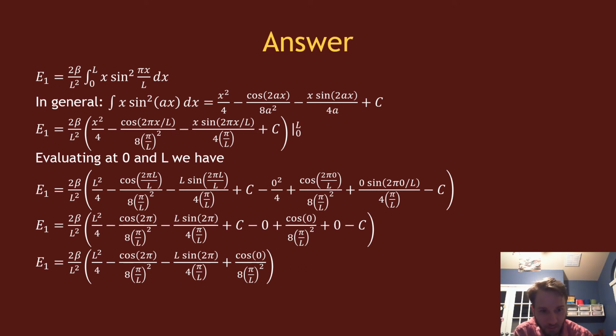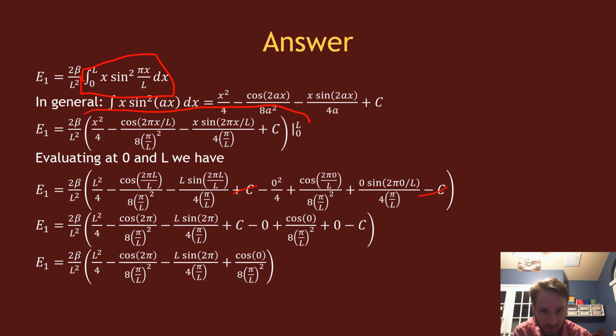So plugging in that integral table, I get that this integral here simplifies down, not really that simple, but to what's inside the parentheses here: x squared over 4 minus cosine 2 pi x divided by L, and so on. And then C here is a constant. But I need to evaluate this from 0 to L. So when I do that, the C is going to cancel, it's just a constant.